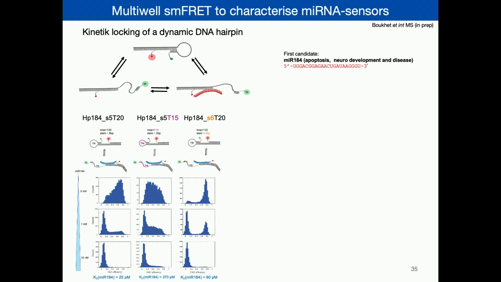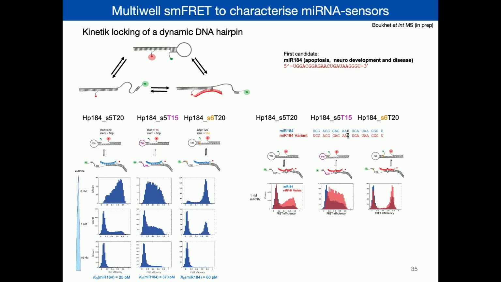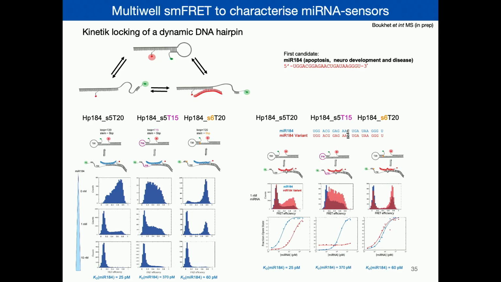And if you then titrate in, for instance, the microRNA to these sensors, you see they all end up at the same state, but they all show slightly different affinities to the microRNA. This is all done in a single measurement in a single 96-well plate experiment, for instance. Now we can also introduce point mutants in the microRNA, and you see they bind differently. And actually, when you do the full titration curves, you see also that, for instance, for this sensor here in the center, we can discriminate a single base pair nucleotide difference with a dramatic change in affinity.